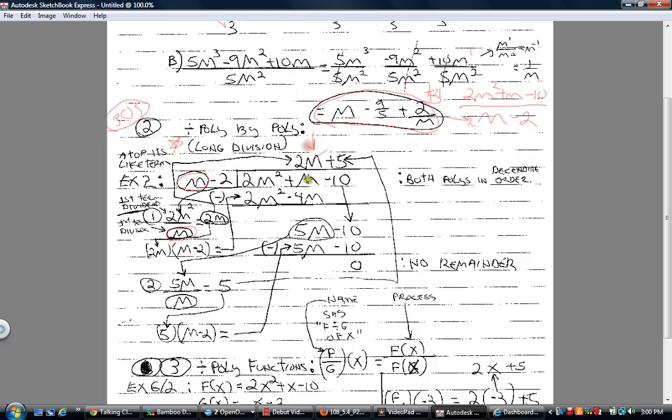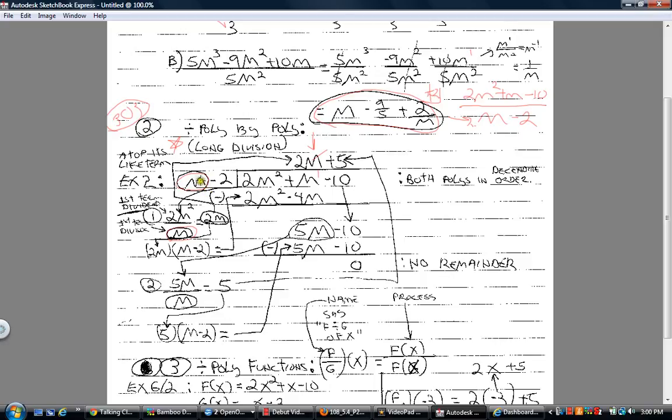That's all you got to remember, like columns. Other thing I forgot to mention here, look at the exponents. Are they in descending order? M squared, m to the first, and a constant. Yes, m minus 2, they are in descending order. Both the dividend and the divisor must be in descending order. If you do not see that, you put a placeholder in, and we'll do that on the second page.